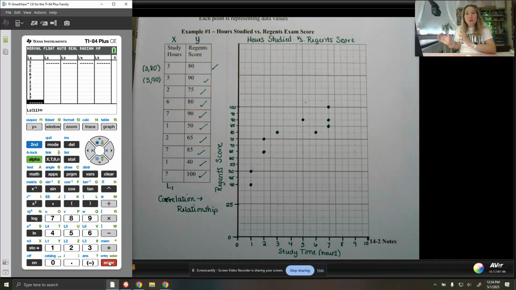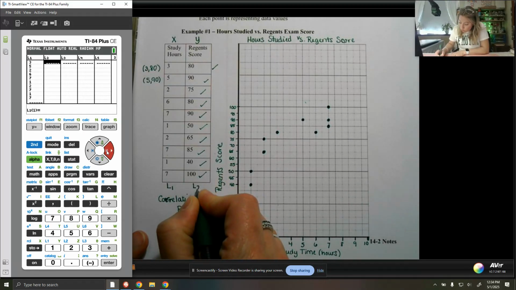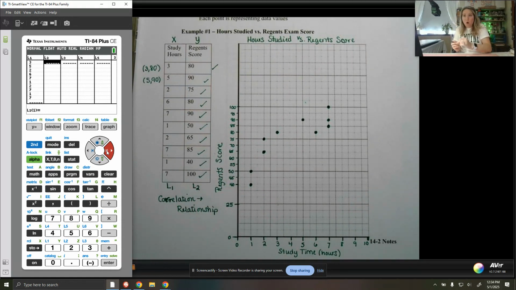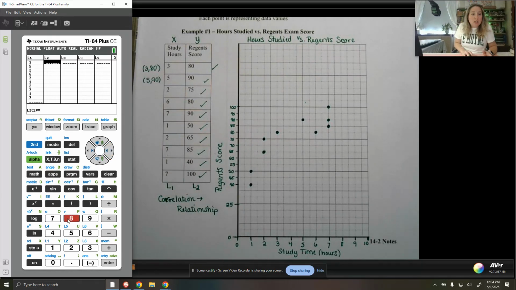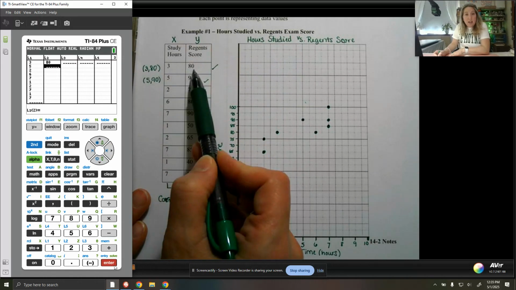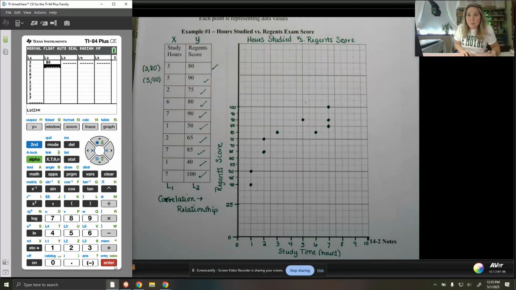And now the cool part is I can arrow right into L2. And in L2, I can put each matching Y value. So it will look just like my table on my paper. And straight across will be each of my different coordinate points. So now it's going to be 8, 0, enter. So this coordinate point straight across is 3, 80, just like it was on my table on my paper. So now the next one is 5, 90. Okay, so 90 is my next point.